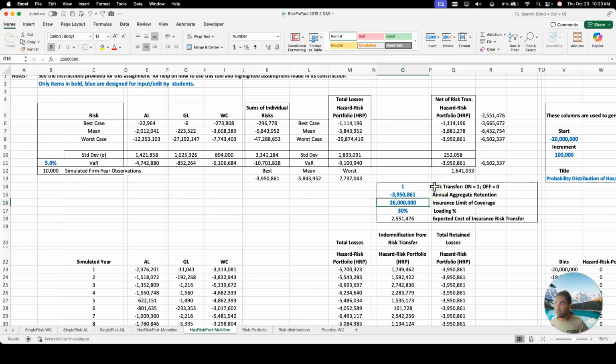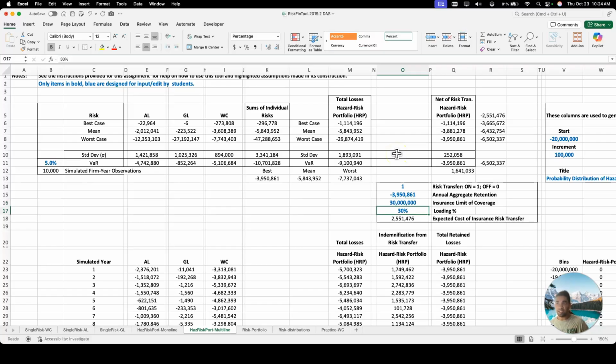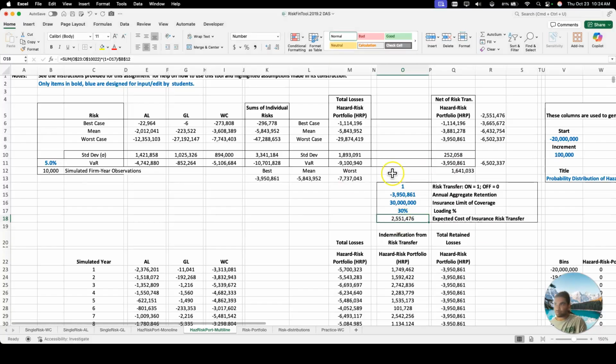So how do we know what is the correct insurance limit of coverage? To be safe for all of these, because we are targeting the left tail, that's 29, 30 million, why don't we make the limit of coverage easy for us and make it 30 million across the board? So with the best case retention and the worst case level of insurance limit of coverage being 30 million, we can see the expected cost of insurance risk transfer as 2.55 million.